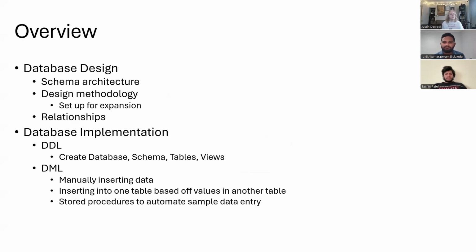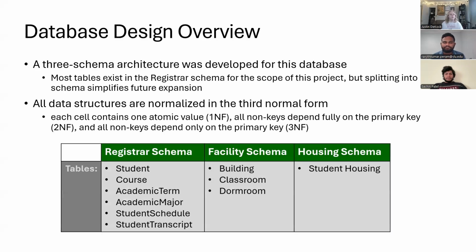So quick overview. This is in two distinct sections, the database design and then the database implementation. So we'll go ahead and get into the design. We ended up going with the three schema architecture. We've got the registrar schema, the facility schema, and the housing schema, which all of the tables in the database will be broken out into, and all of the data structures will be normalized in the third normal form.